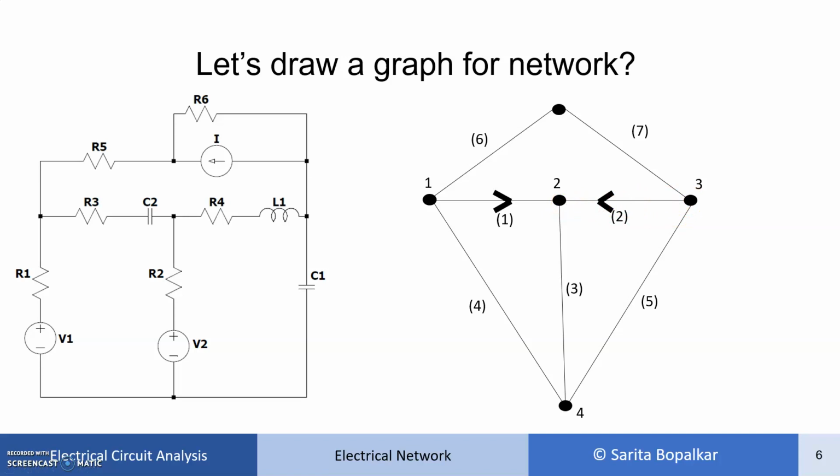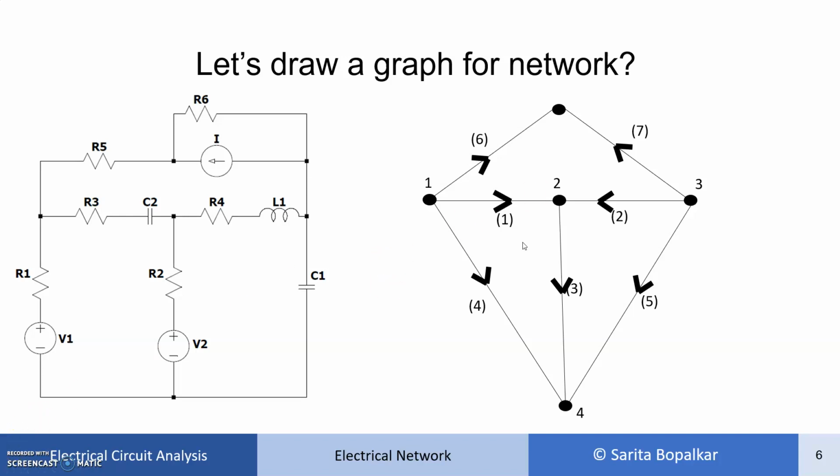It is not fixed. Even numbering of the branches and nodes is also not fixed. It depends upon you. But the number of nodes and number of branches are fixed for any particular network. Like this, you have to mark the direction of the current in each line segment or for each branch, and this graph is known as a directed graph.